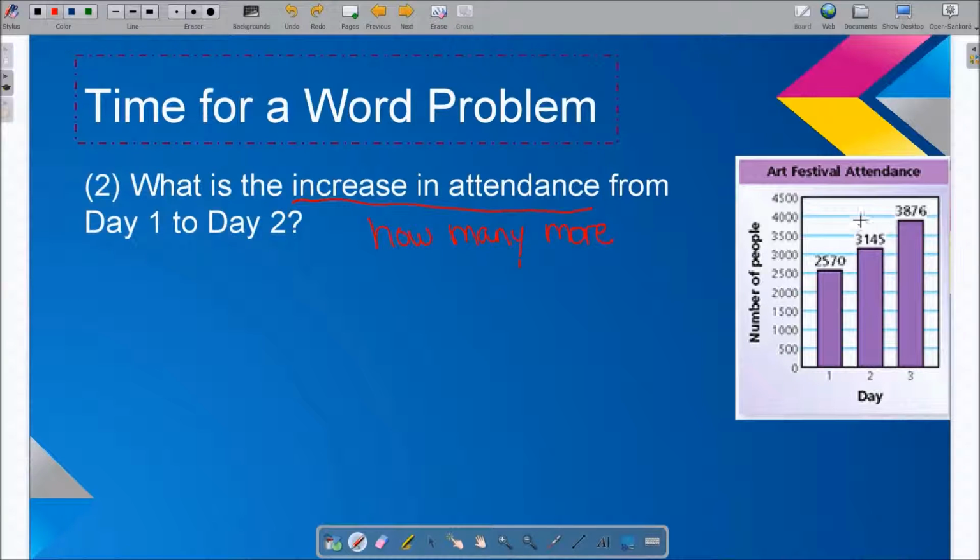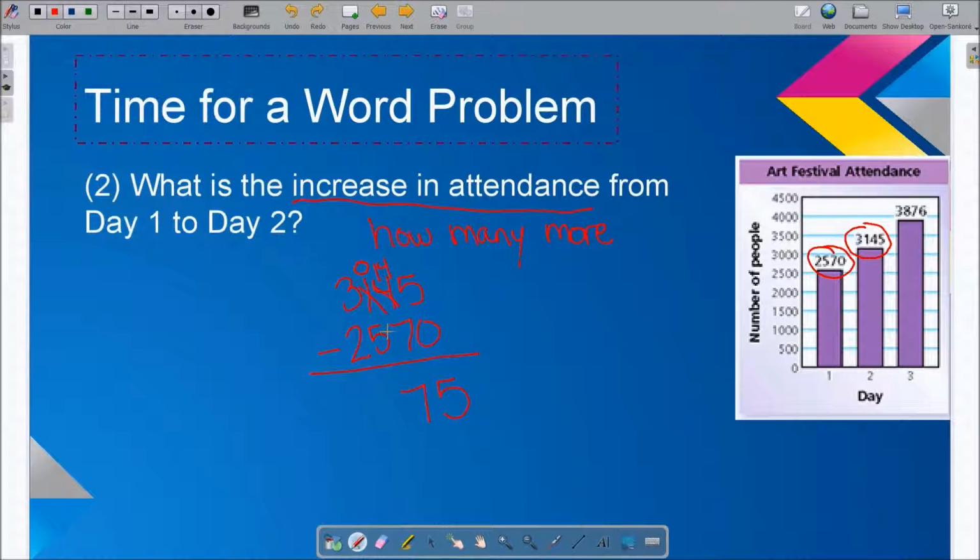I'm going to take my day 2 number and I'm going to subtract my day 1 number. 3,145 minus 2,570. Again, notice that everything is really nicely lined up. And then I jump right into the subtraction. 5 minus 0 is 5. 4 minus 7, I have to borrow. The 1 becomes a 0. The 4 becomes a 14. 14 minus 7 is 7.